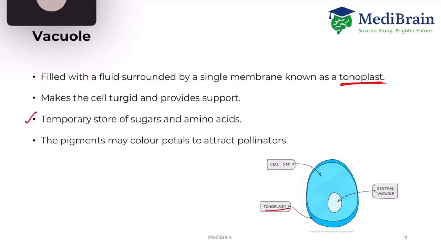And then the final point you won't really come across, but it's good to know, the pigments may color petals to attract pollinators. So again, it's present in plant cells. So that pigment can vary in vacuoles. And depending on the color of the pigment, it can color the petals of flowers, and that can attract different pollinators, different species. Okay, so the key takeaway from this slide is the fact about the tonoplast over here. That's what you need to know. And also the function which you should know from GCSE.